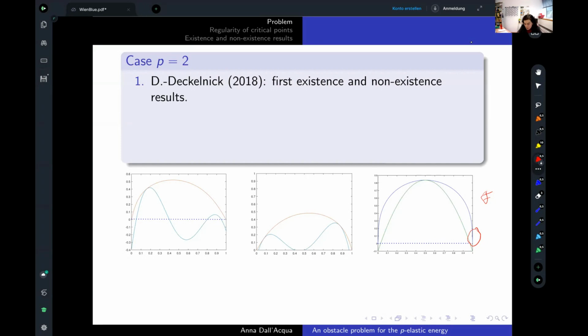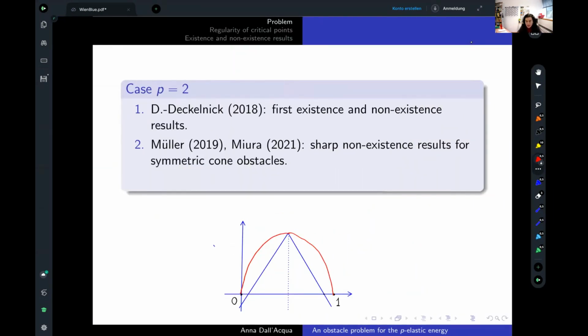So we expect, and that's why we have a non-existence result, that when the obstacle becomes big, then we will not find a minimizer anymore in the class of graphs, because some vertical slope will appear at the boundary. So the question is, for which obstacle do we still have a minimizer in the class of graphs, so not with infinite slope?